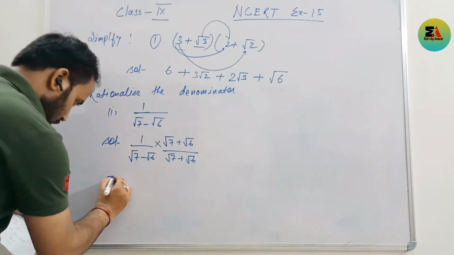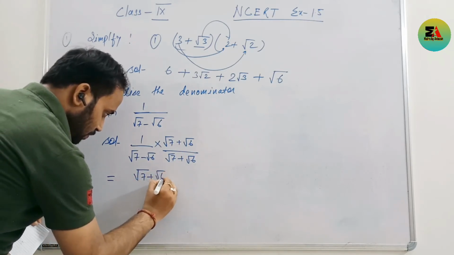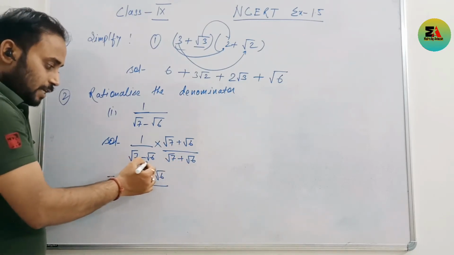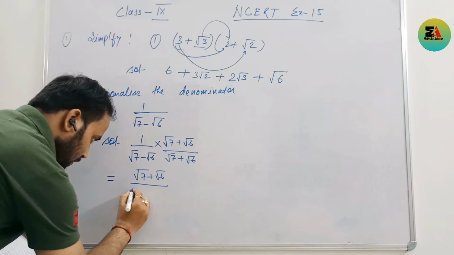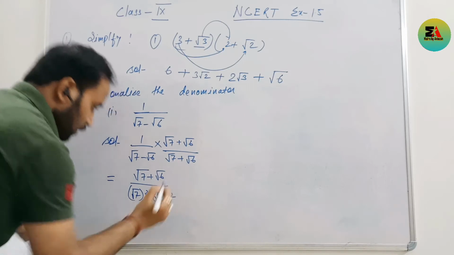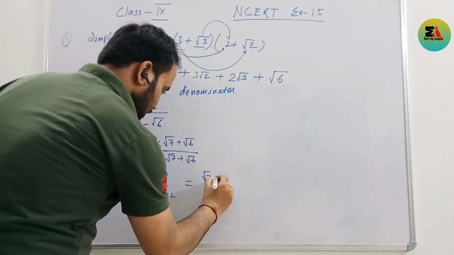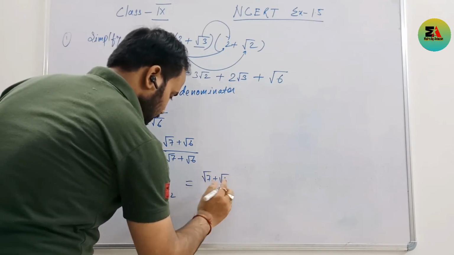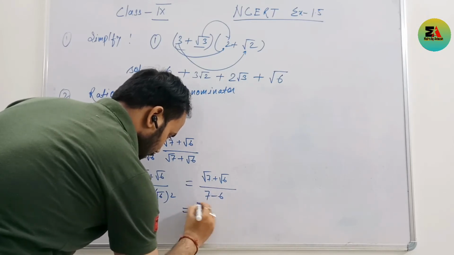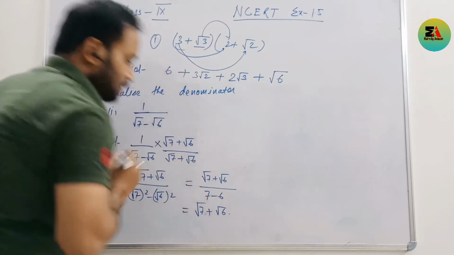That's it. Now 1 multiplied by this becomes root 7 plus root 6, and the denominator, you see the rules, this is A plus B and A minus B. So what we write here: root 7 square minus root 6 square. This becomes 7 minus 6, and finally this becomes root 7 plus root 6.